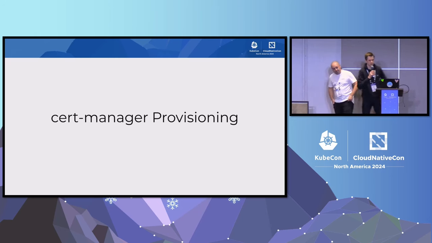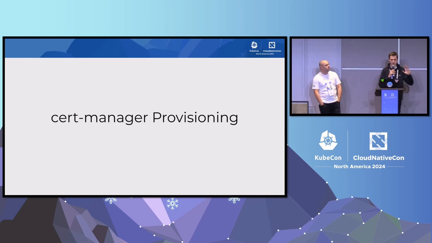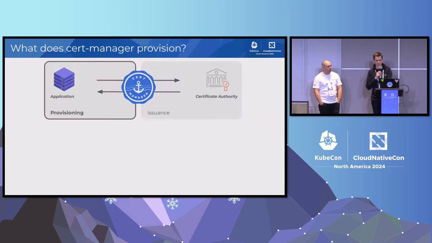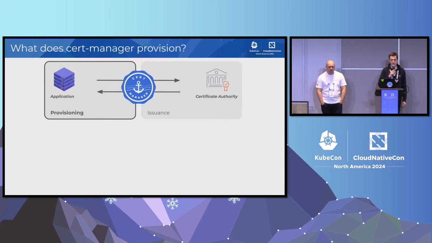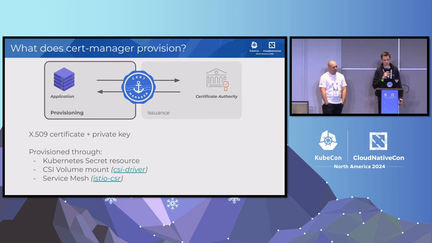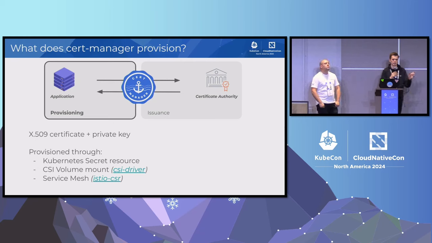Thank you. So we have seen how to do the issuance part of the certificate flow and how to do that secretlessly using these service account tokens. However, when we are provisioning certificates using cert-manager, by default, what we will provision is actually a Kubernetes secret. Normally, what you do in cert-manager is you create a certificate resource, and that certificate resource has a secret name in it. That's the target where the issued certificate, together with the private key, will be stored.